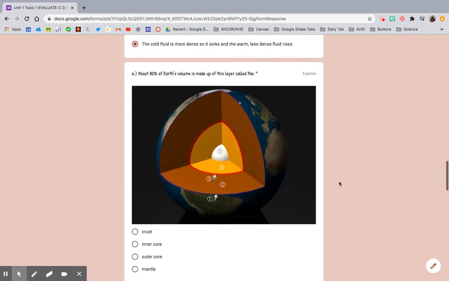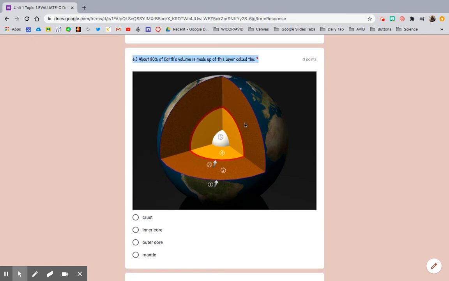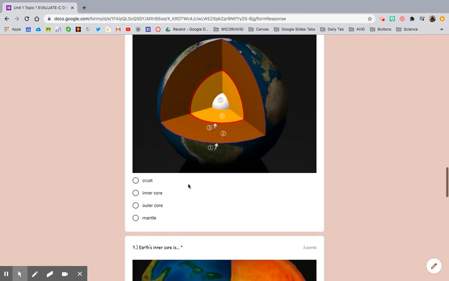Okay, number 6. About 80% of the Earth's volume is made up of this layer called the blank. So I have this diagram here to help you out. Pardon me, y'all. And I'm thinking about, they're talking about this layer right here, the 80%. Is that the crust? Is that the inner core? Is that the outer core? Or is that the mantle?